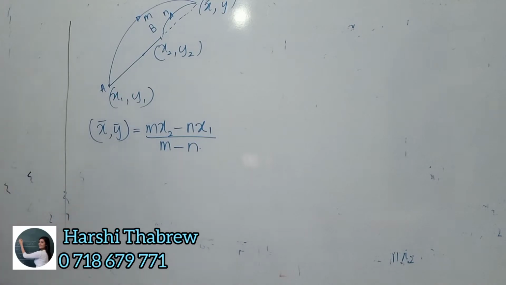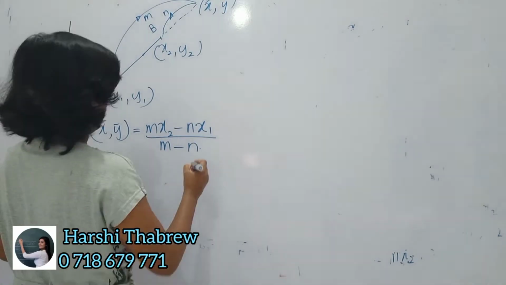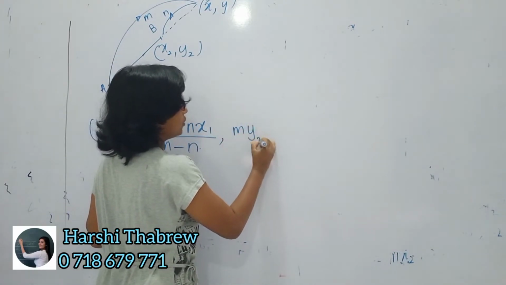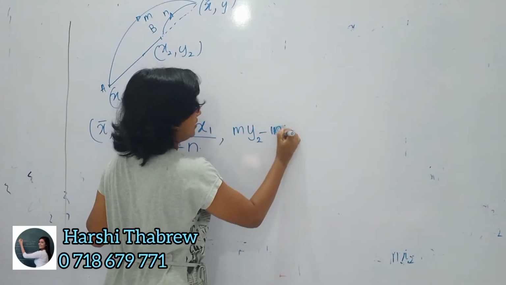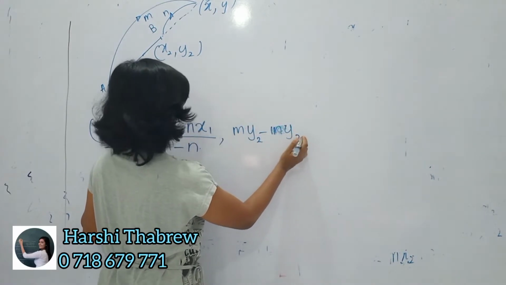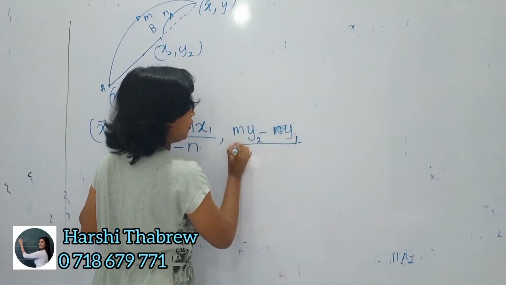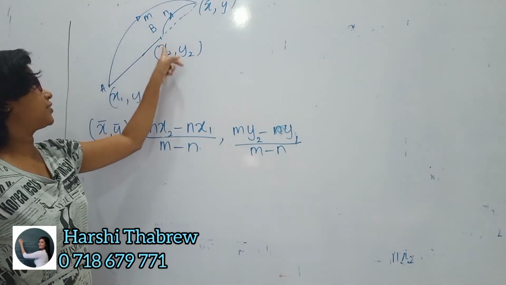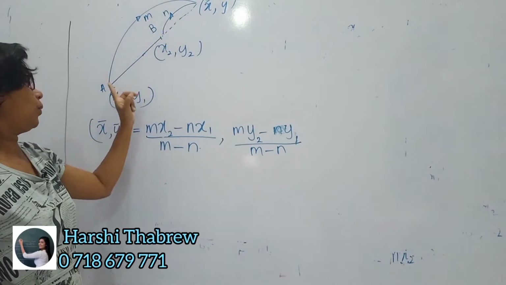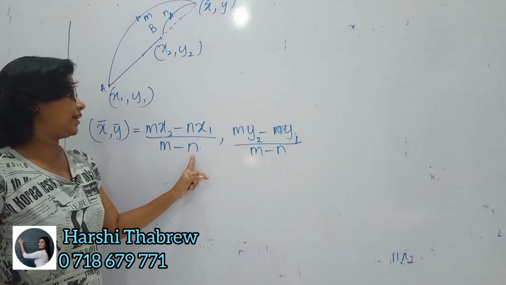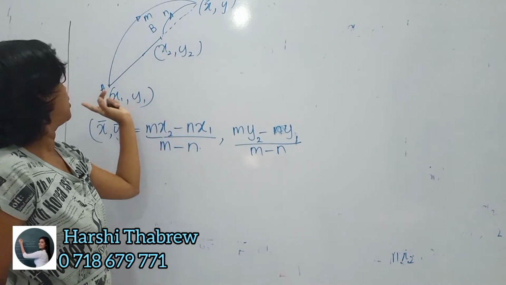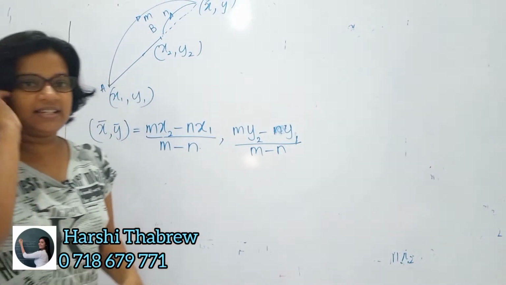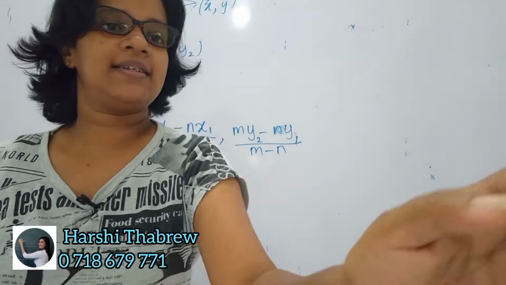And y bar, when we discuss y bar, it's my2 minus ny1 over m minus n. We obtain this: mx2 minus nx1 over m minus n, my2 minus ny1 over m minus n. We discussed this, right?